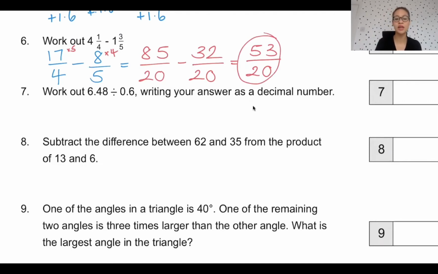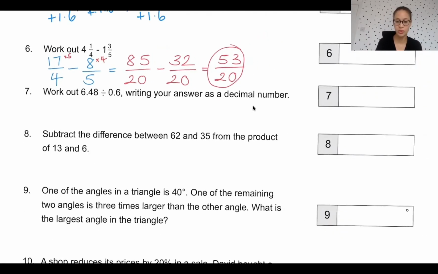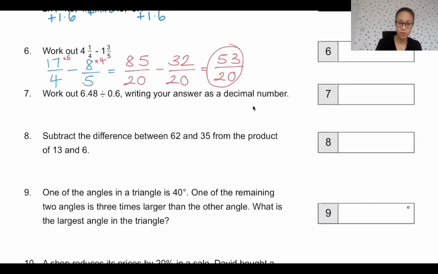Answers here accepted both as a correct answer. So you could put 53 over 20, or you can put what a couple of you have given me, which is 2 and 13 20ths. Okay, good. Right, the next one, we need to divide by a decimal number.